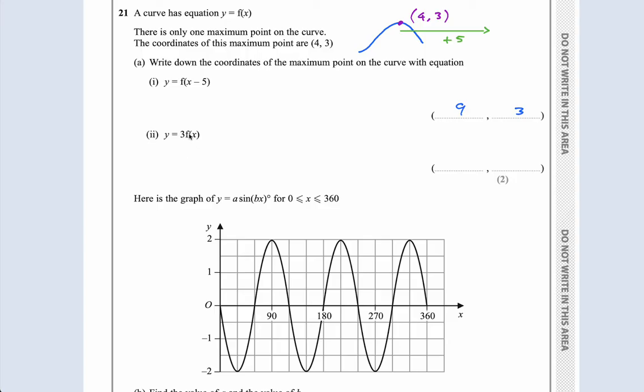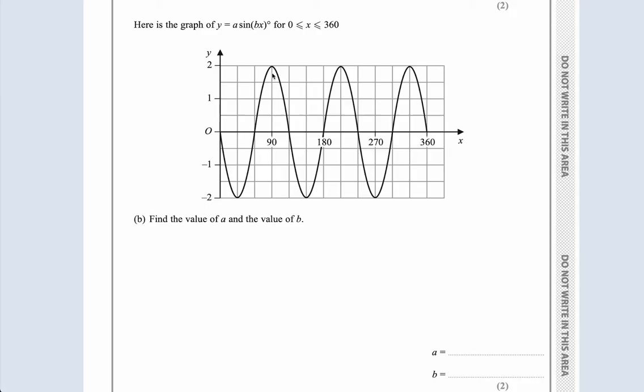Similarly here, if it's 3f of x, what I'm doing is I'm multiplying the y coordinate by 3. So I'm actually multiplying by 3 because this is a stretch. So what happens is the 4 stays the same because I'm not moving the x coordinate. I'm stretching this by 3, so this becomes 9 because 3 times 3 gives me 9. Okay, next one.